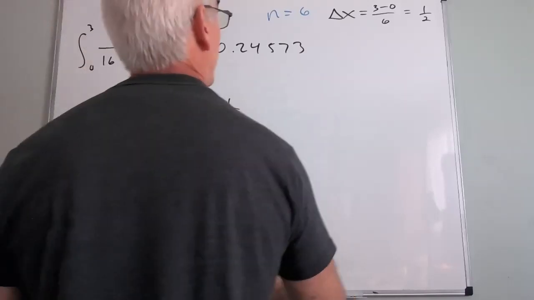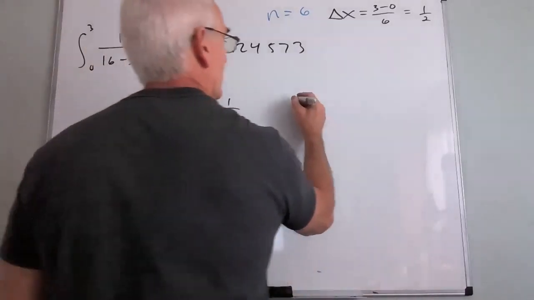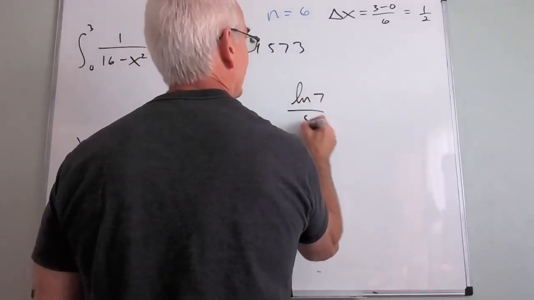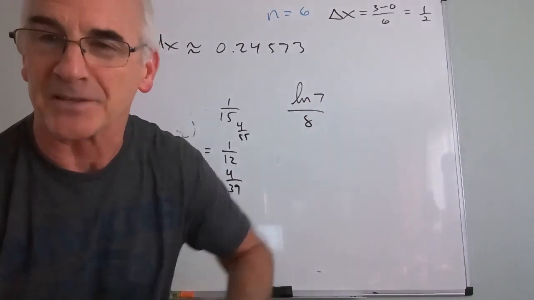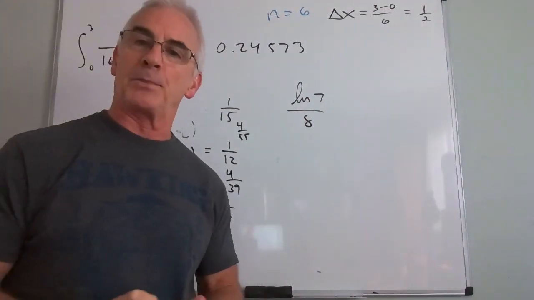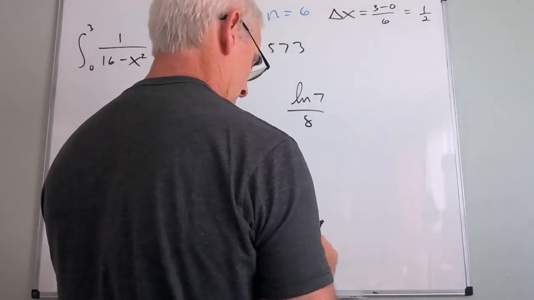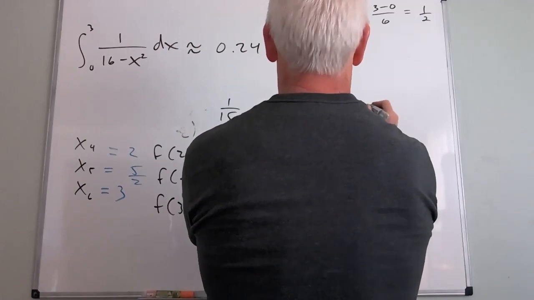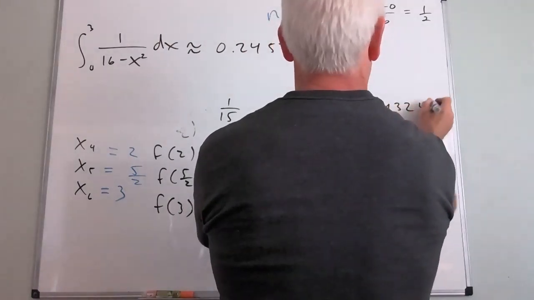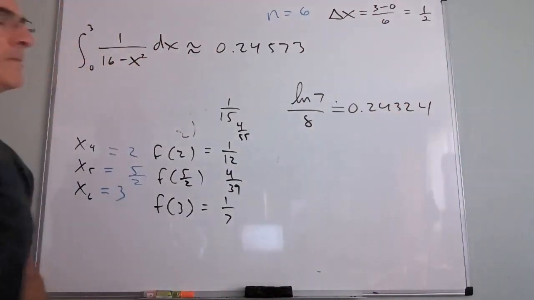That's my answer. Now, I told you the actual answer was log 7/8. Now, generally speaking, you couldn't know this. But again, because I'm introducing this, I wanted to give you something to compare it to. So if I calculate this, this is approximately 0.24324 if I went 5 places. Fairly close.